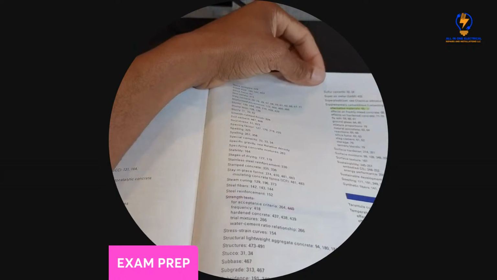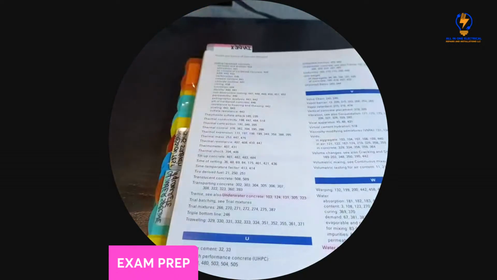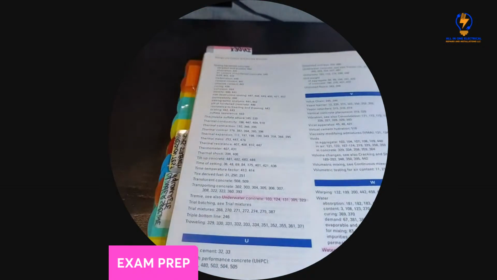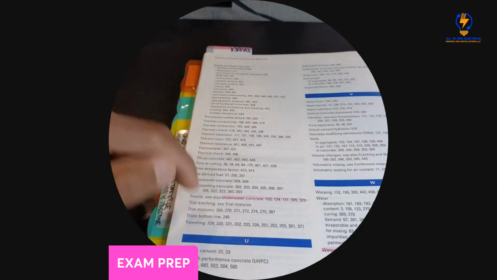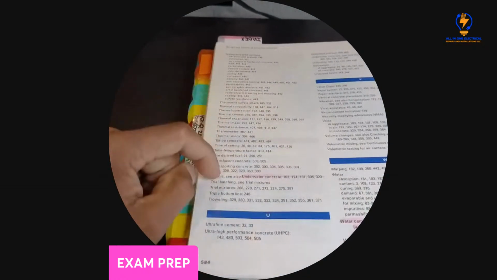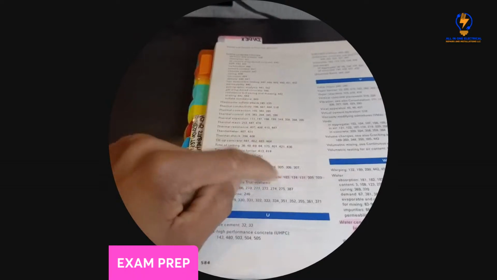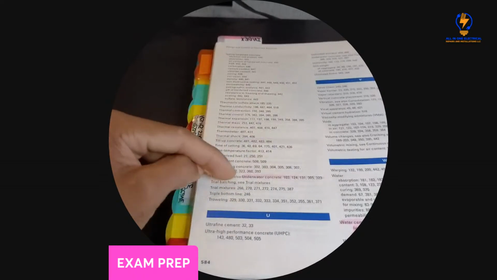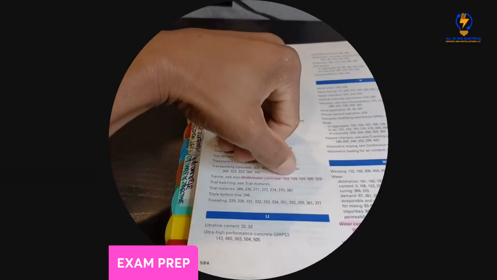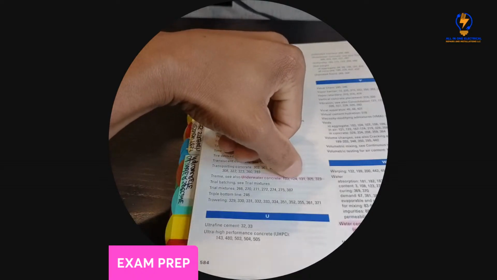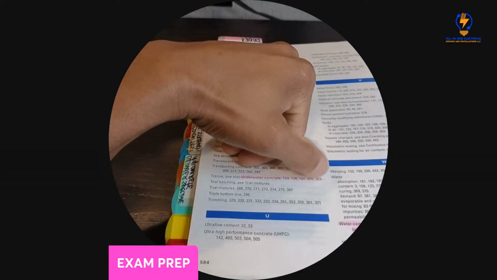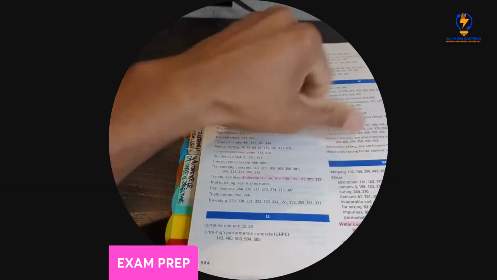You're on the same page, in the same letter S. And moving along, we've got page 384 of the index, and we've got tremie. See also underwater concrete, and those pages are 103, 124, 131, 305, and 323.